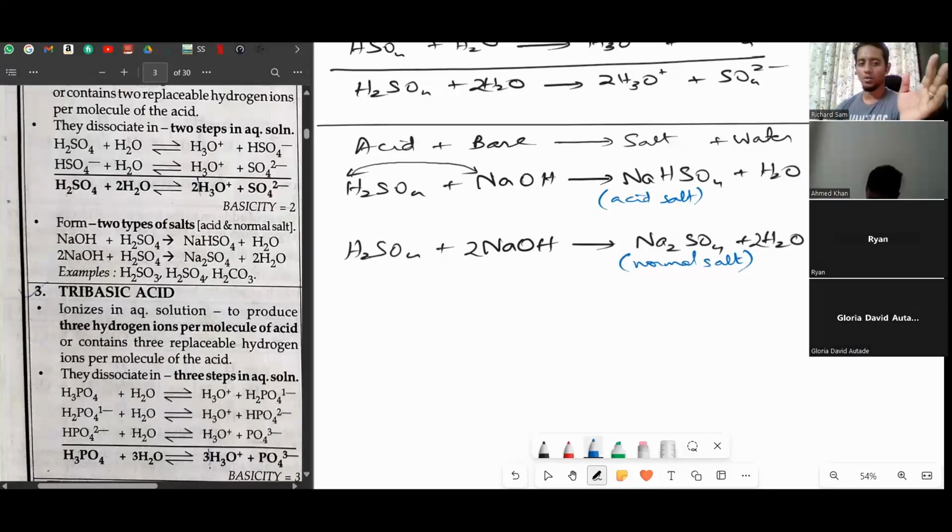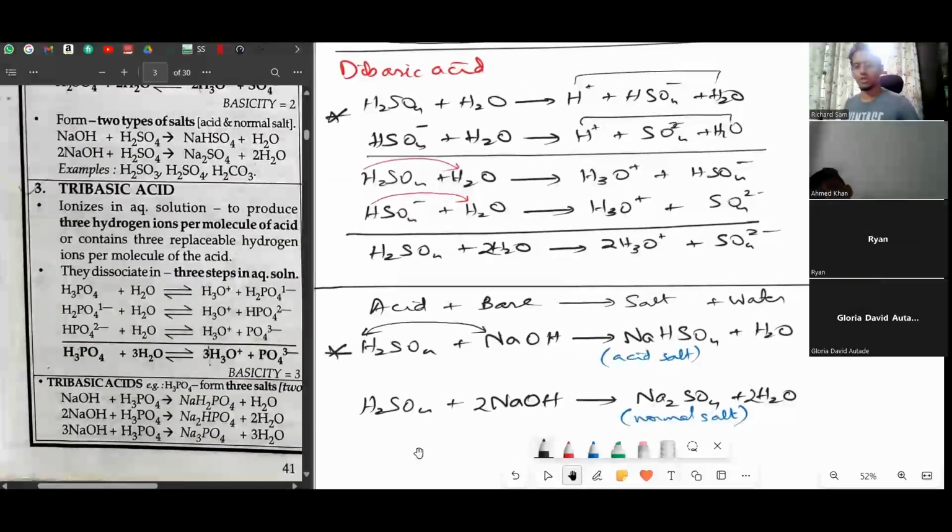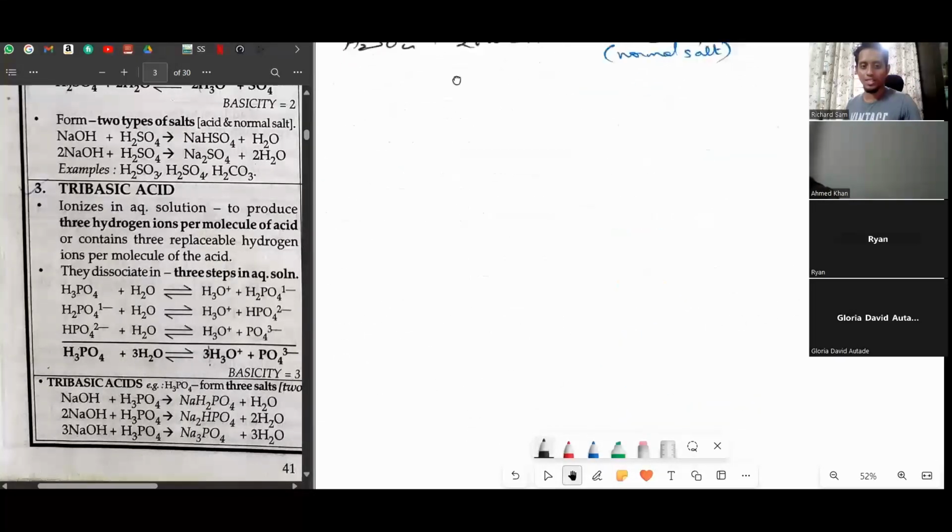So when any dibasic acid reacts with a base, you get two salts. You get an acid salt and a normal salt. Clear? So what we have seen is that a dibasic acid produces two hydrogen ions in two steps. That is the gist of this whole thing. A dibasic acid will produce two hydrogen ions, not in one step, but in two steps. Next, we'll go to a tribasic acid.